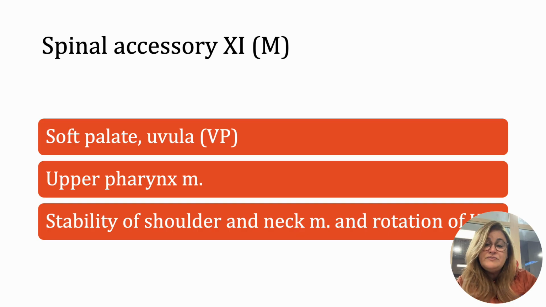Then we move into spinal accessory number 11. This is completely motor. It's a nerve that is in charge of the soft palate, the uvula, the velopharyngeal closure, the upper pharynx, and the stability of your shoulders and neck, and rotation of the head for managing the bolus when someone is eating. So that's really important.